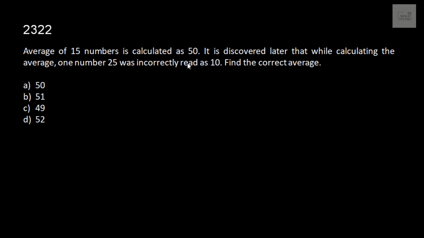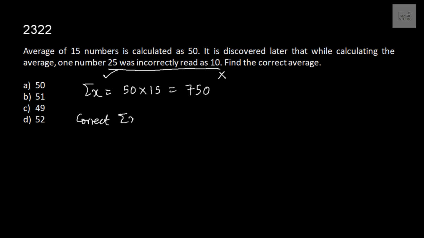Average of 15 numbers is calculated as 50. That means sum of these numbers is 50 into 15, that is 750. Now it was discovered later that while calculating the average, one number 25 was incorrectly read as 10. That means 10 is the wrong value, 25 is the correct value. So the correct summation should be 750, delete the wrong value, 740 plus 25, that gives 765.